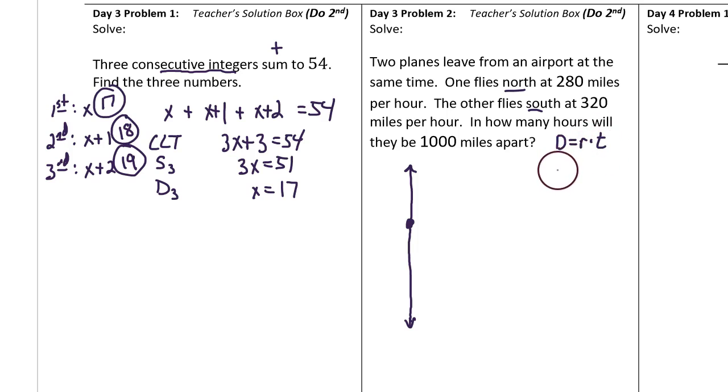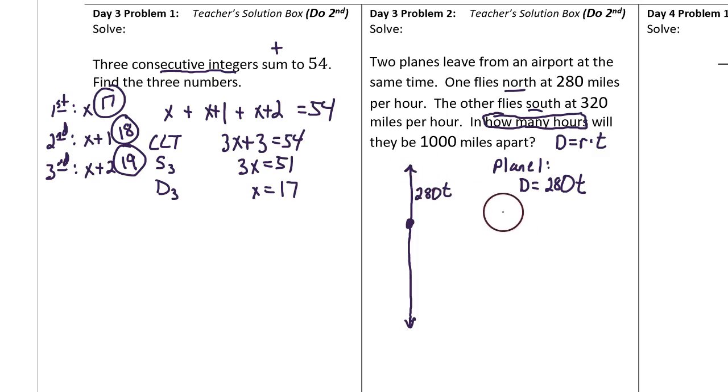Let's figure out the distance traveled by both airplanes, starting with plane number 1. To find its distance, take its rate of speed, 280 miles per hour, and multiply by the time that it's flying. But that's the thing we don't know. That's what it asked us. How many hours? So for the time, let's use a variable like the letter t. This expression represents the distance traveled by plane 1. I'm going to label that over here on my ray.